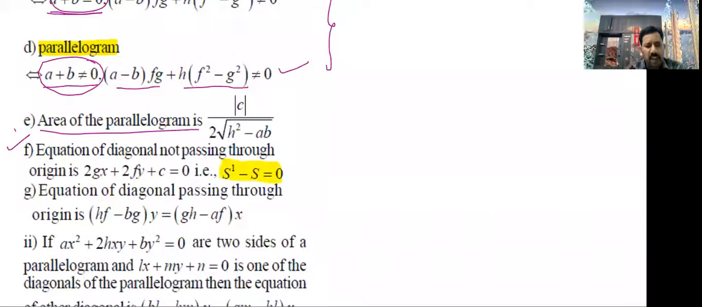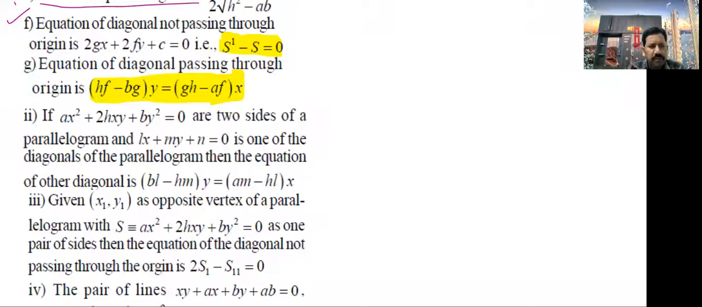Next, equation of the diagonal passing through origin. Equation of the diagonal passing through origin means use this formula: (hf minus bg) into y is equal to (gh minus af) into x. So this diagonal is passing through origin. Okay, not passing through origin, passing through origin. There are two types of formulas here, okay, students.